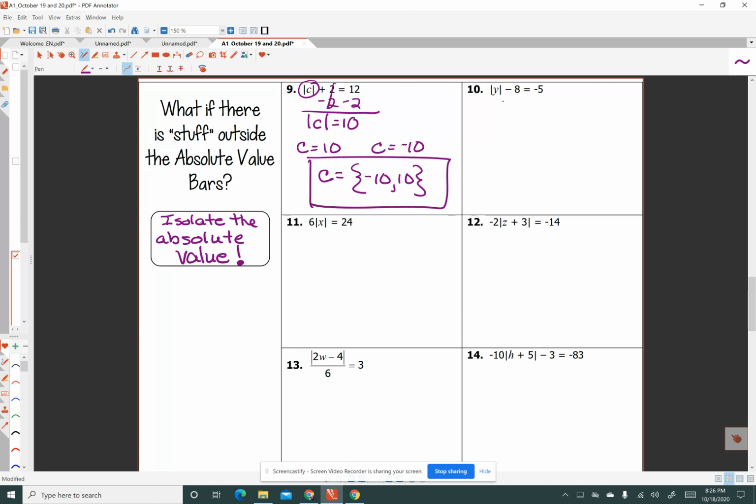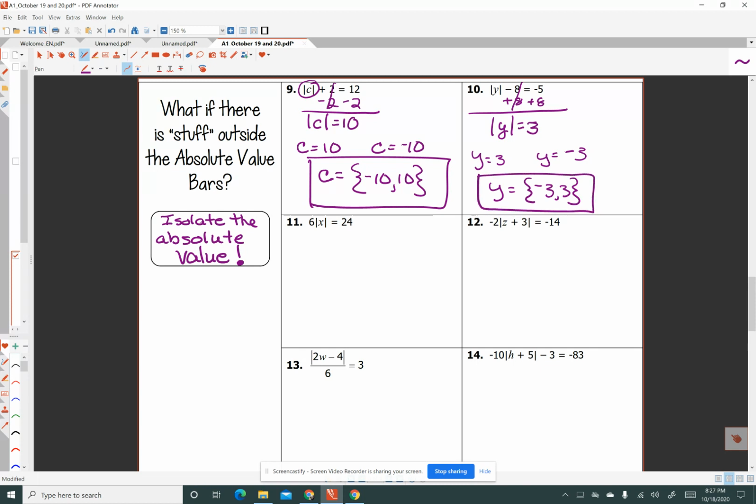For number 10, we will add 8 to both sides. And we'll have the absolute value of y equals negative 3. Equals positive 3. So we'll set y equal to 3 and y equal to negative 3. So here's our answer. Our answer set includes negative 3 and 3.